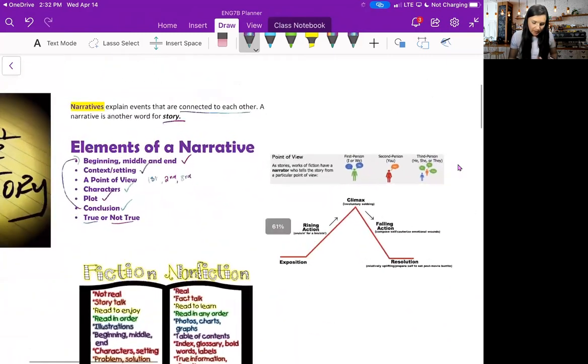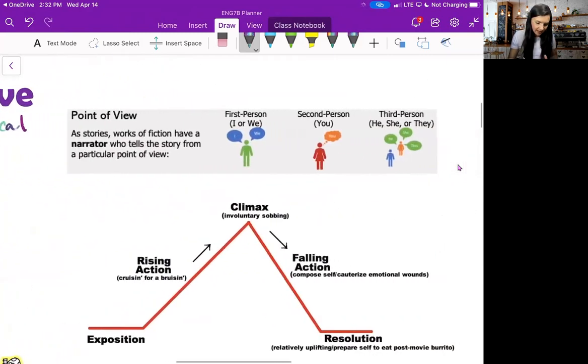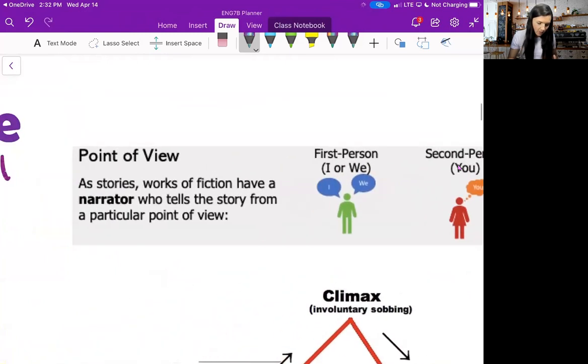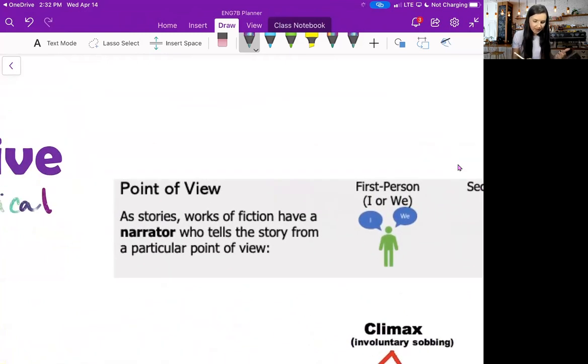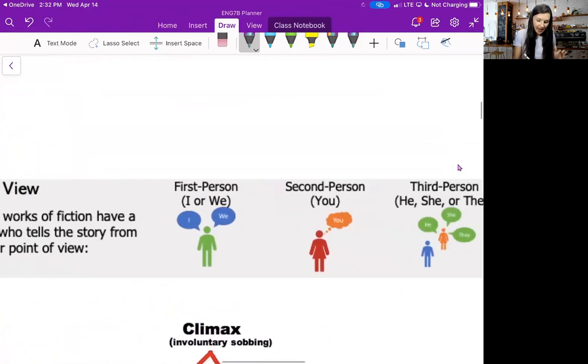Okay, so when we talk about point of view, let's look over here at point of view. As stories, works of fiction have a narrator, okay, who tells the story from a particular point of view. Now, you may have first person point of view. That means that you are telling the story. So you can use things like I or we. I went to the store. I won my baseball game.